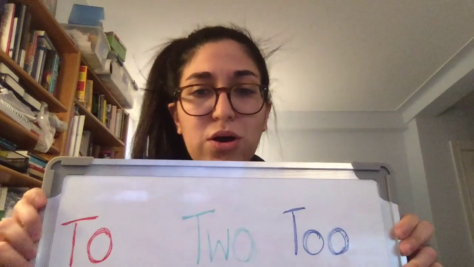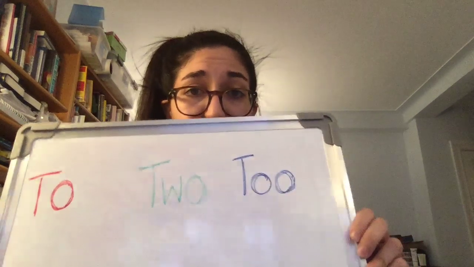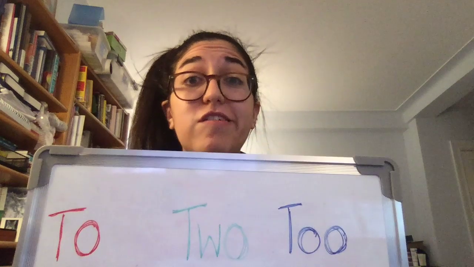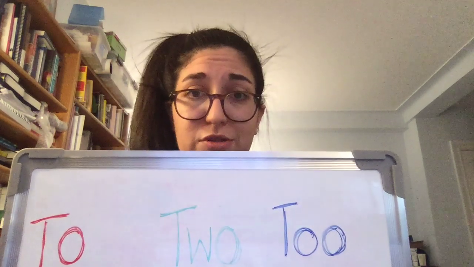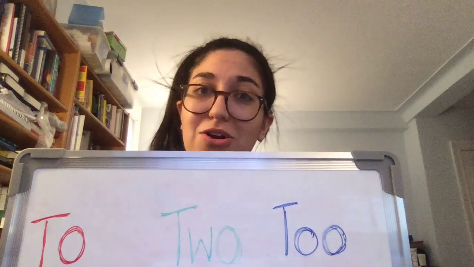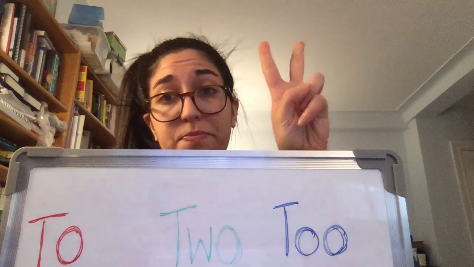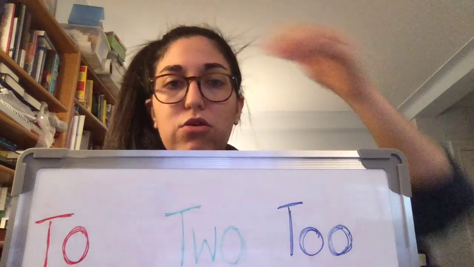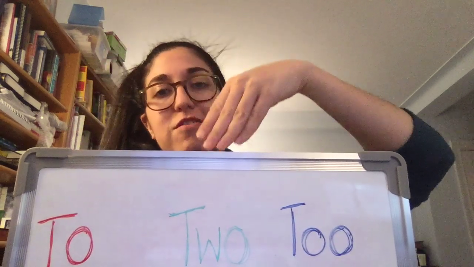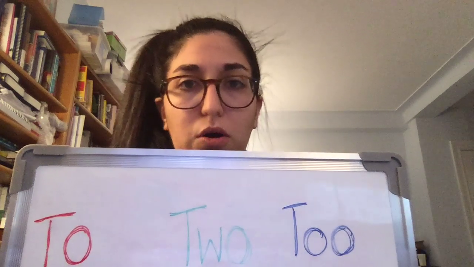So today we will be working on the very commonly confused to, two, and too. All three of these sound the same, but all three of these mean different things. So for example, when I said earlier, we are going to be working on part two, the question is, which two should I use? Should I use T-O, T-W-O, or T-O-O?